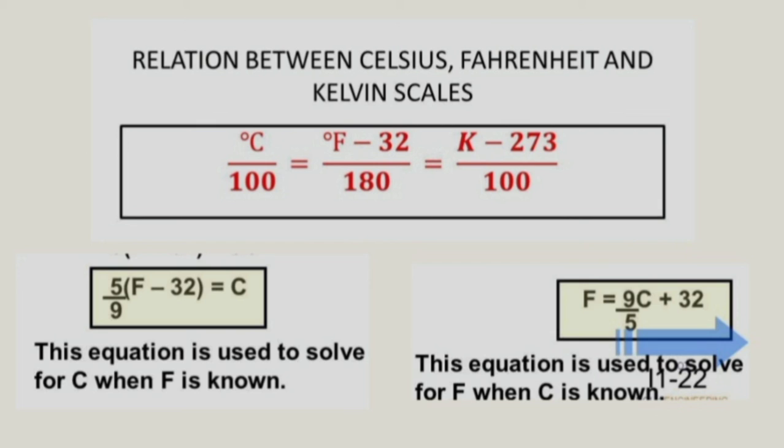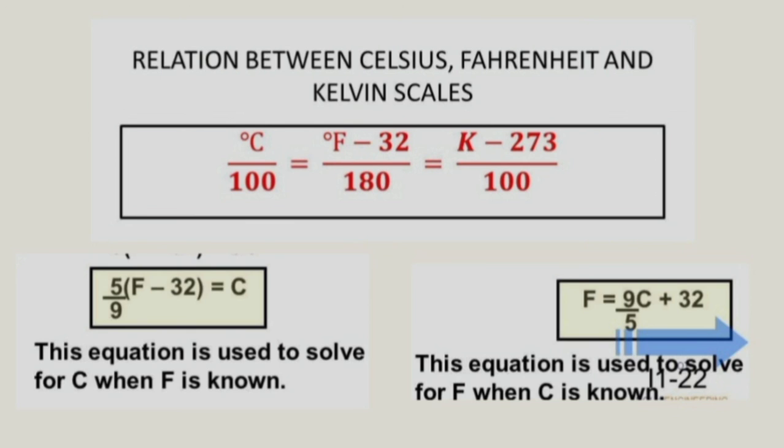If you know degree Celsius, you can calculate Fahrenheit, or if you know Fahrenheit temperature, you can calculate it into degree Celsius. So if you know Fahrenheit, we will use the formula C = 5/9 (F - 32), which will give you the degree Celsius temperature. Or if you want to calculate Fahrenheit, we will be using the formula F = 9/5 C + 32.